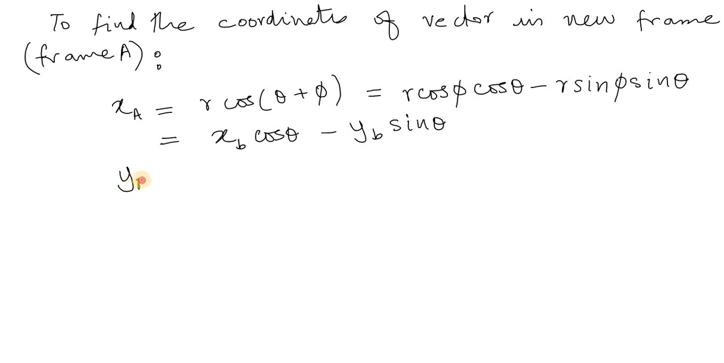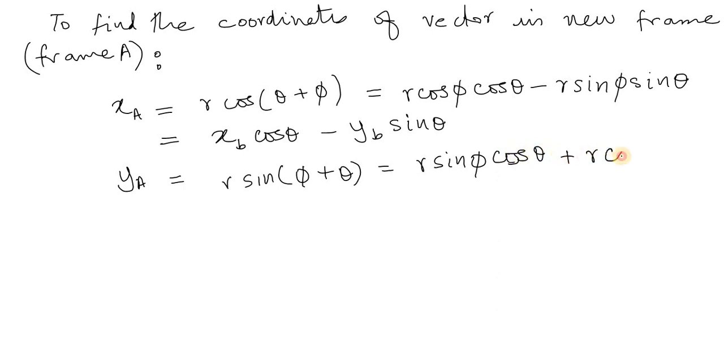Similarly, we can find the y component in the new coordinate, which is r sine of phi plus theta, equal to r sine phi cosine theta plus r cosine phi sine theta, and finally it can be reduced to xb sine theta plus yb cosine theta.